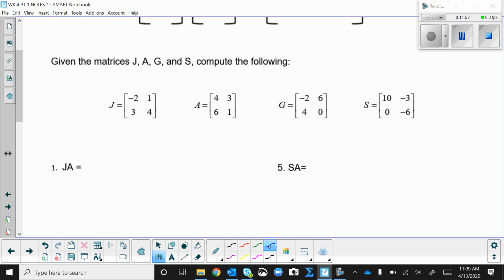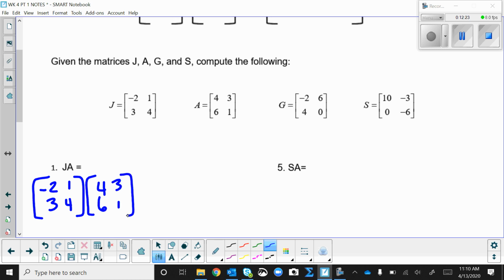So for number 1 here, it's asking us to find matrix J times matrix A. Remember that the order matters. You cannot switch these and get the same answer. So J has to come first. So that's this, -2, 3, 1, and 4. And A is 4, 6, 3, 1.